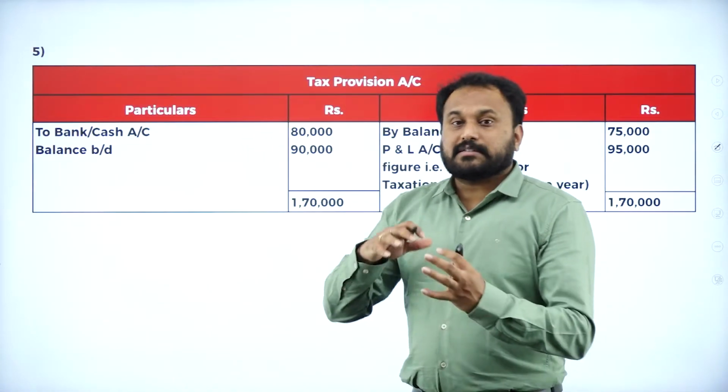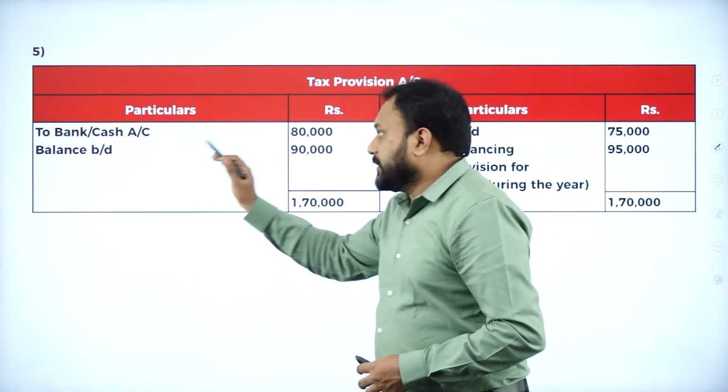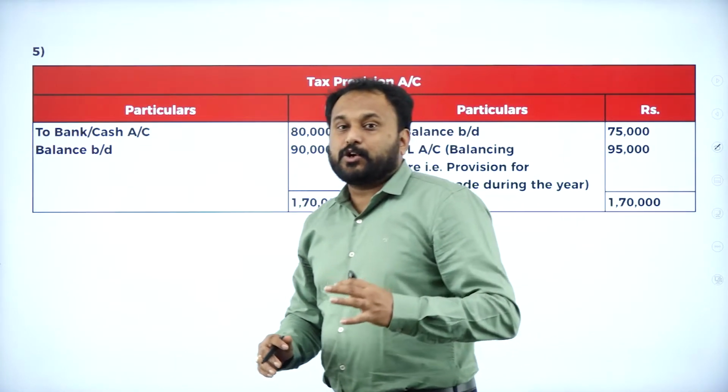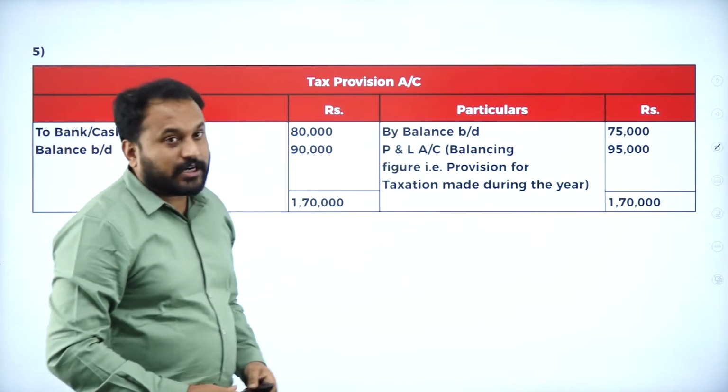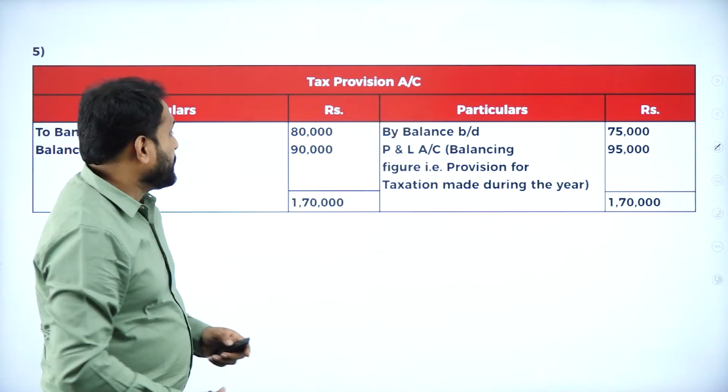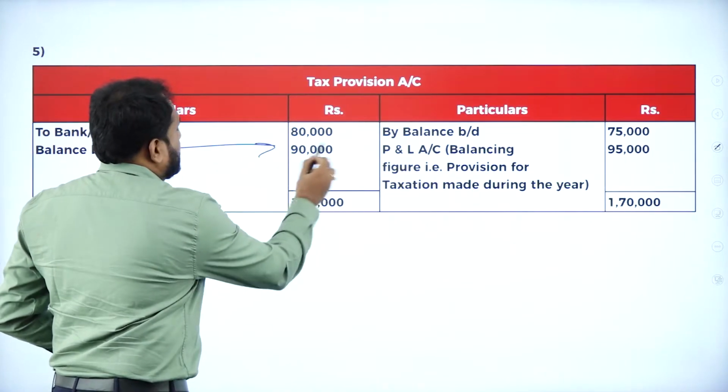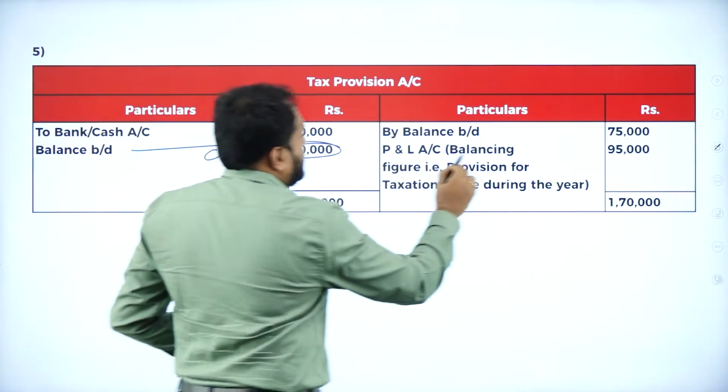Next, tax and provision. So where we are supposed to go with the tax, in the sense, here you need to understand, whenever we go with the liability side, the opening is here, by balance brought down, in the sense 75,000, and the closing is this. This is the closing. This is the opening.